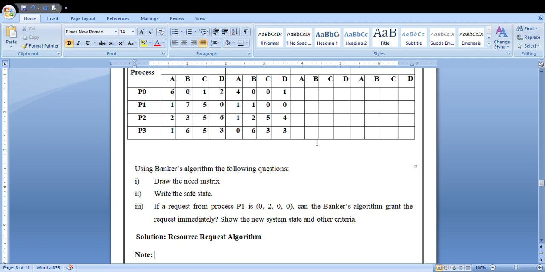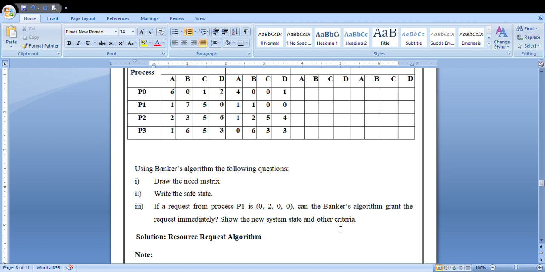In the further steps, I am going to explain how the resource request algorithm will work. In this question, in the third question, if a request from the process P1 is, it is nothing but your P1 process is requesting new resources. These are the new resources requested by your P1 process, and they are asking, can the banker's algorithm grant the request immediately? Show the new system state and other criteria.